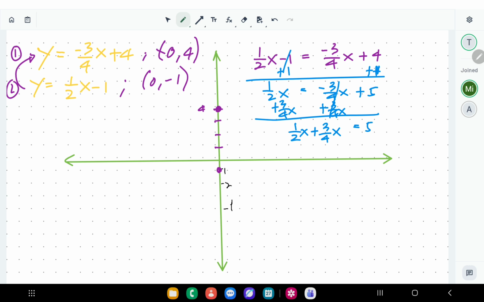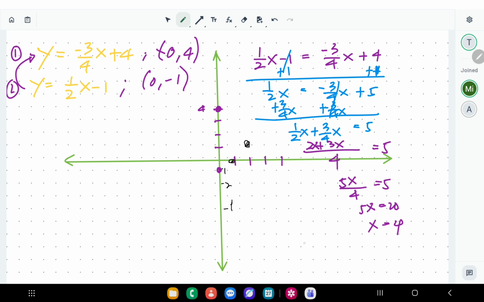So what is 1/2 x plus 3/4 x? Got LCD there? Yeah, you can also use slope. Yes. So this is easier for you? Okay, you can. So 5x equals 20. Divide 5, x is equal to 4. So x is equal to 4. Where is that? 1, 2, 3, 4.